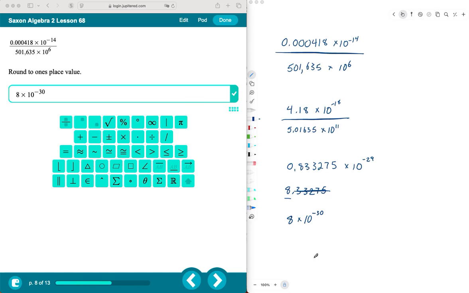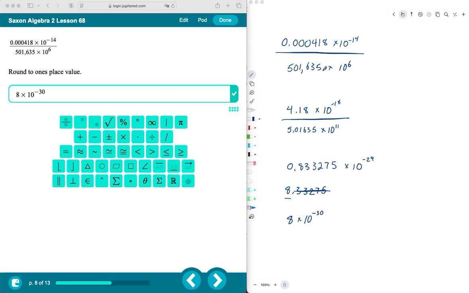All right, you should have gotten 8 times 10 to the negative 30 power. The way we got that, first of all, we had to put everything in proper scientific notation, which means the decimal after the ones place, 1 digit in the front, and that's it. So we got 4.18 times 10 to the negative 18 because we went backwards 4 spaces. So negative 14 minus 4 gives us a negative 18.